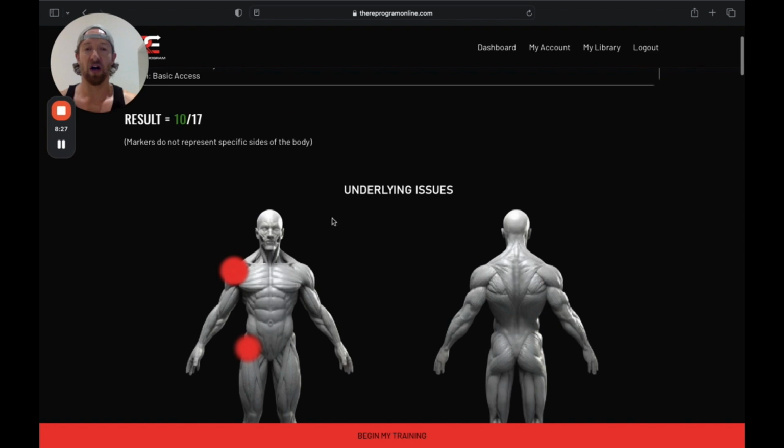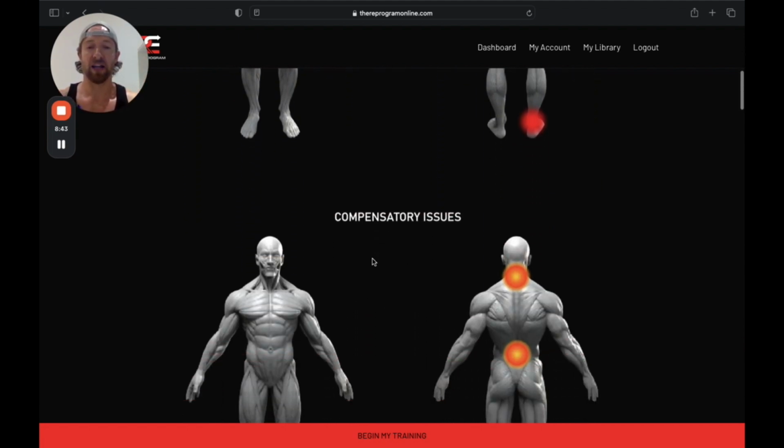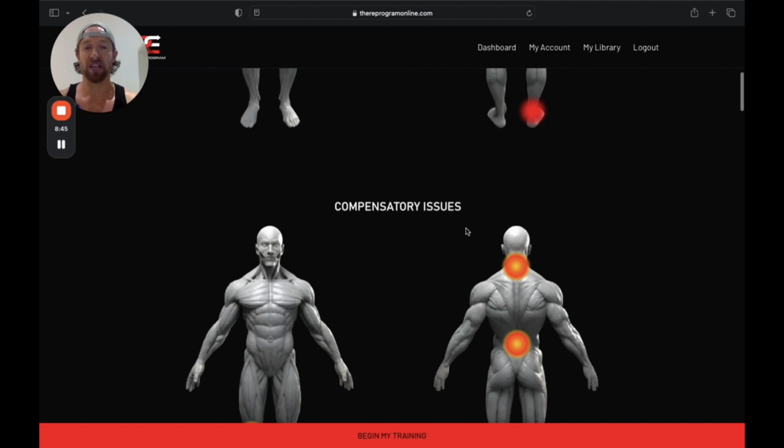We have got our underlying issues marked in red. So these are our causative factors, our causations. Okay, shoulder, hip, and ankle. All right, these are our main points that we want to target. Now, the stronger the indicator, the more of an issue we have. Okay, and then it also underlines our compensatory issues.